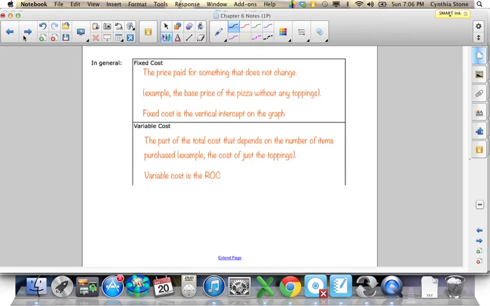So just in general, the idea of fixed and variable cost. The fixed cost is something you pay that doesn't change. Everybody pays that. And it turns out the fixed cost, this is relevant and important, is the vertical intercept on the graph, reminding you that the vertical intercept, if I have my grid here, is where it crosses right here. So that point is the fixed cost. The variable is the part that depends, in this case, on the number of items on the pizza. And variable cost is the rate of change. So if we calculated the rise and run here, we would have the variable cost.